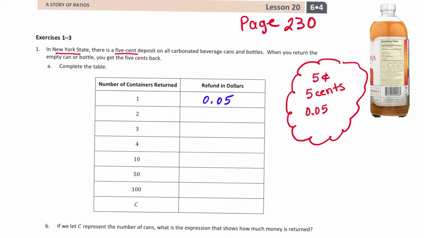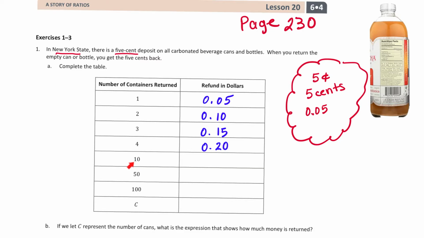For 2 bottles, 5 cents and 5 cents will give me 10 cents, like a dime. For 3 bottles, it will give you 15 cents. For 4 bottles, it's going to give you 20 cents. And now you see the pattern that I'm counting 1 bottle at a time, 1, 2, 3, 4, and you see that there's an increase of 5 cents every time. But what happens? We break the pattern now. Now we went from 4 bottles all the way to 10.